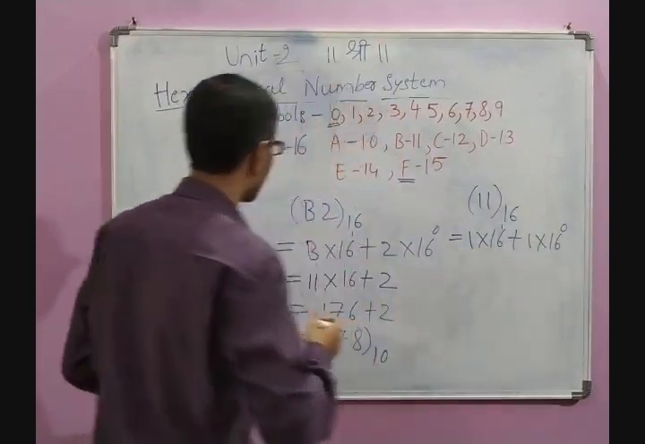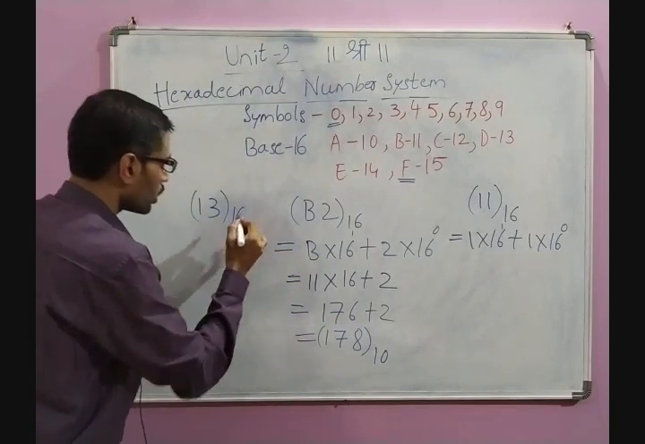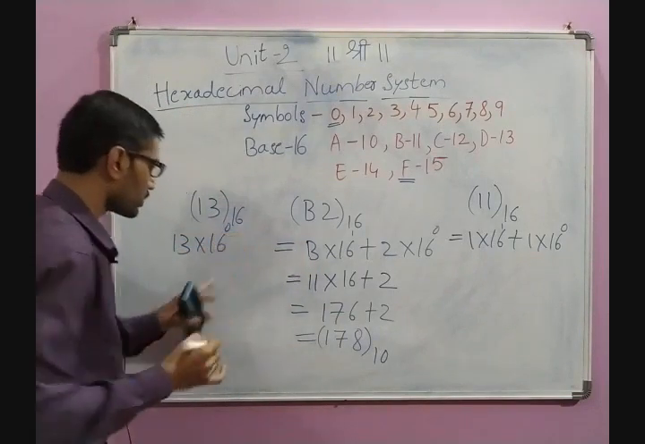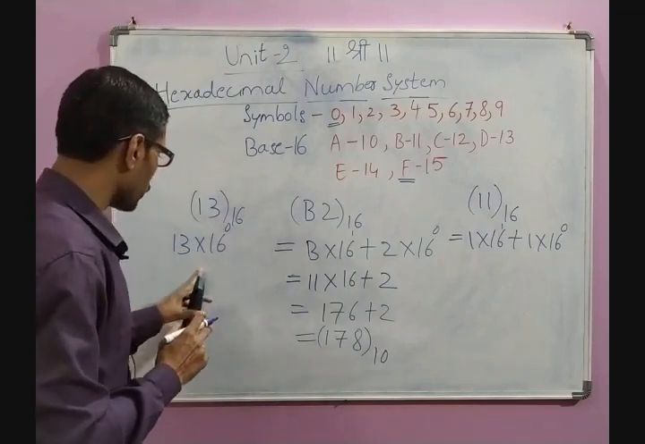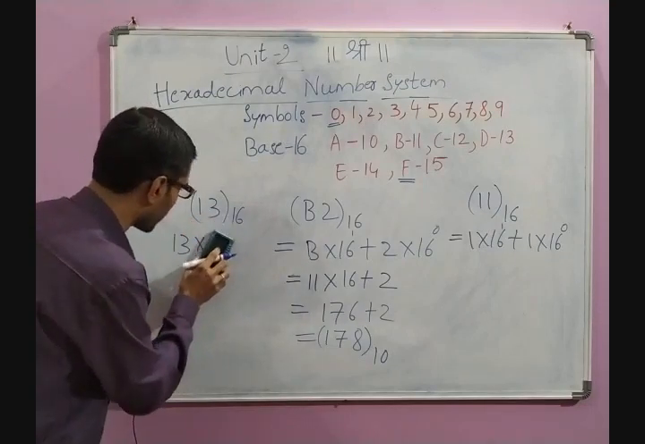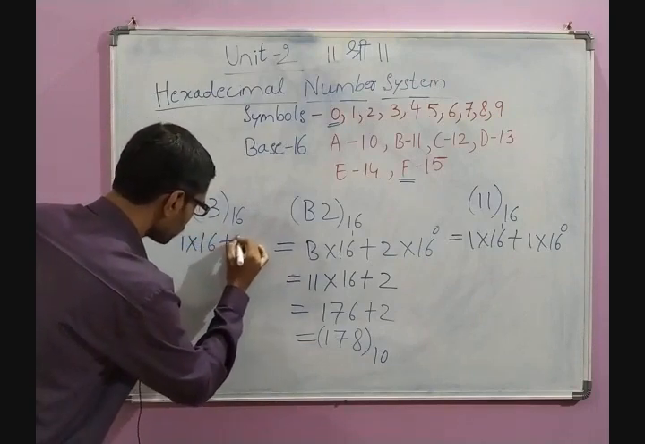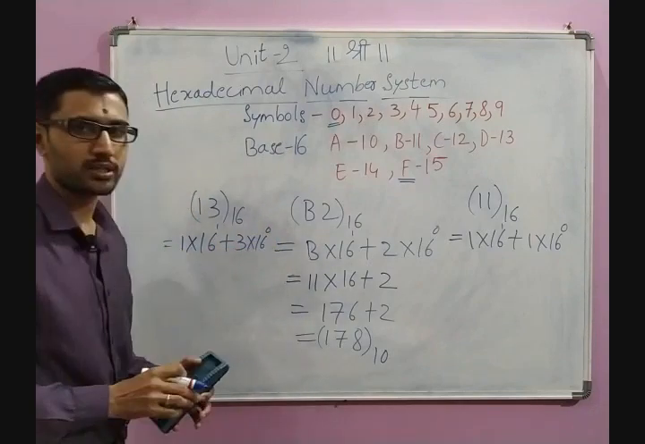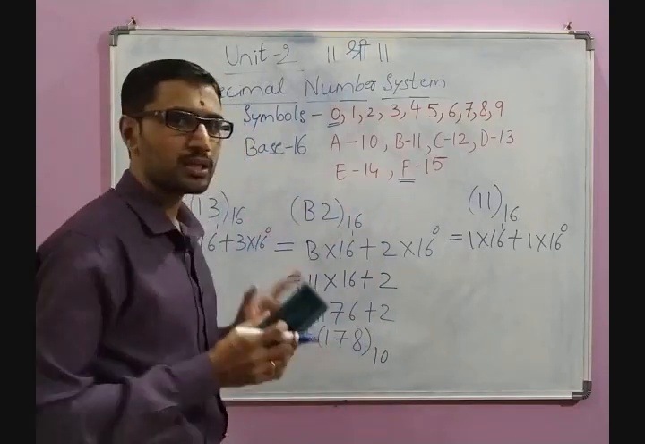Or for example, if I have a number say 13 to the base 16, again you should not consider it as 13 into 16 raised to 0. You are making some mistake here. What you need to do is consider each symbol as a separate entity or a separate symbol. So again for this, you need to consider it as 1 into 16 plus 3 into 16 raised to 0, and then you need to solve it. So these are some examples with respect to the hexadecimal number system.